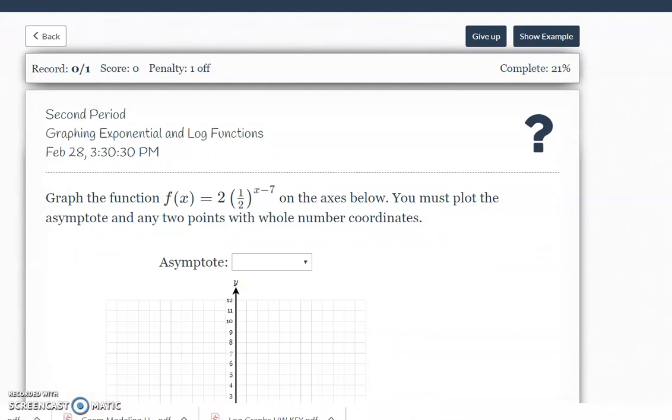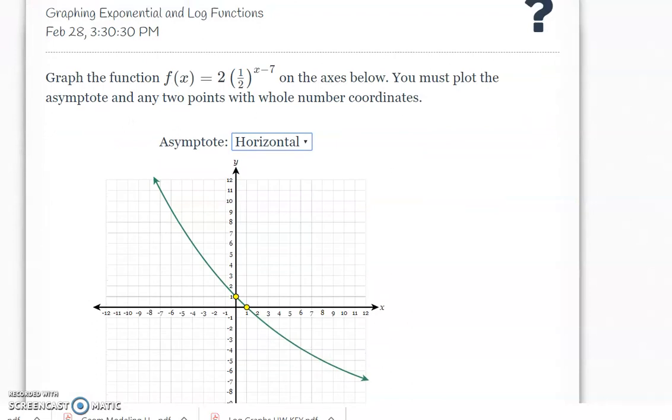So again, using that cheat sheet, which you might want to use until you can picture everything on it without having to look at it, until it's just starting to feel like instinct. Exponentials have a horizontal asymptote. So my asymptote is horizontal. Great. And any 2 points with whole number coordinates. Okay, so let's think about those 2 points that we have originally. Originally, we always look at the point 0, 1, and the point 1, and then your base. Your base here is 1/2.